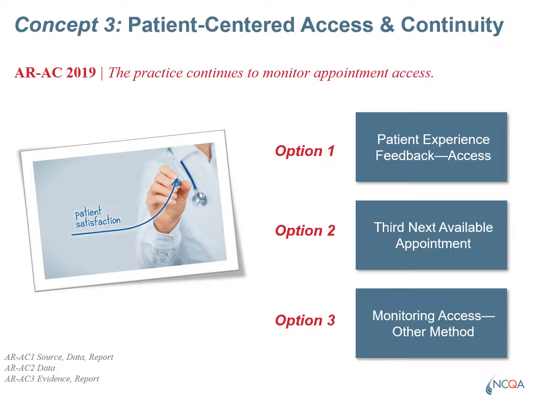A practice chooses option 2 if it tracks appointment availability by third next available appointments. Third next available appointment number must be provided for urgent and routine care. Option 3 gives practices flexibility. Not all practices monitor access through surveys or by tracking appointments. A practice chooses this option and shows NCQA its method for monitoring appointment access.